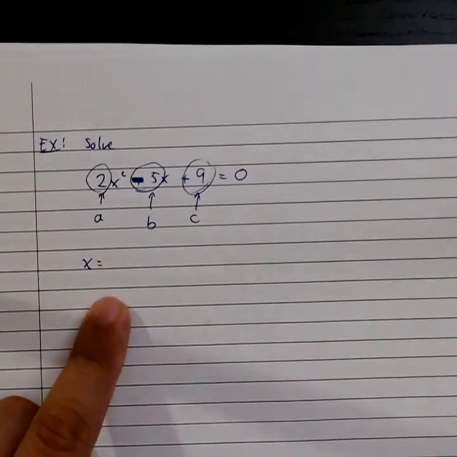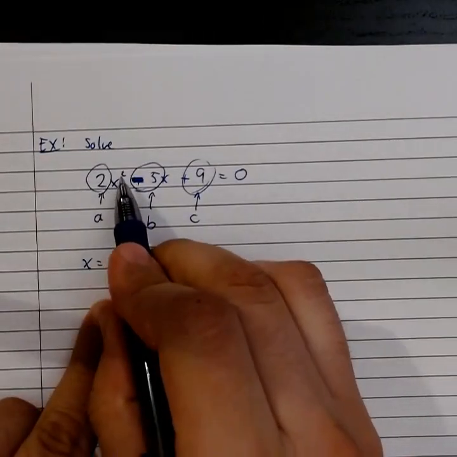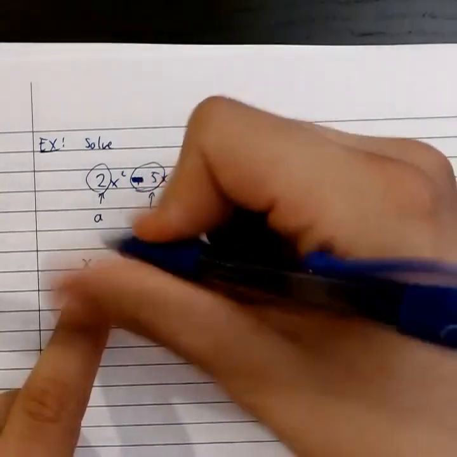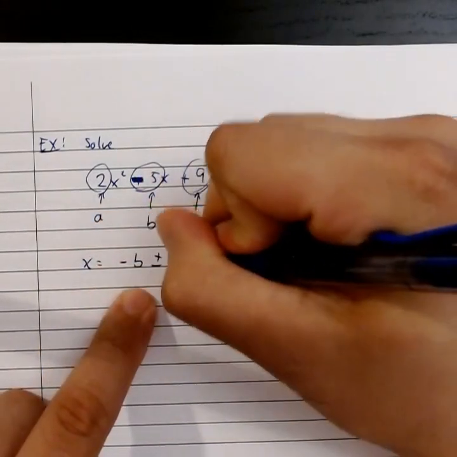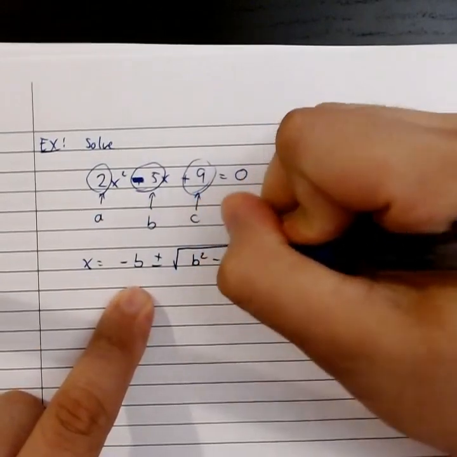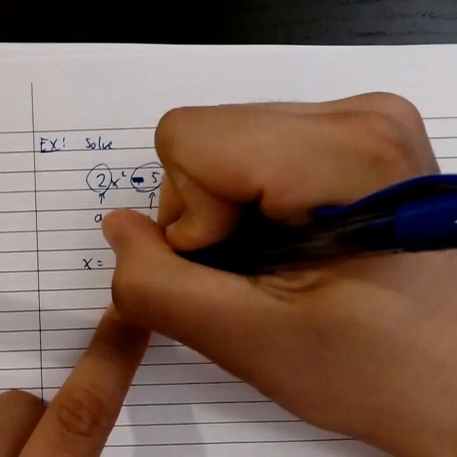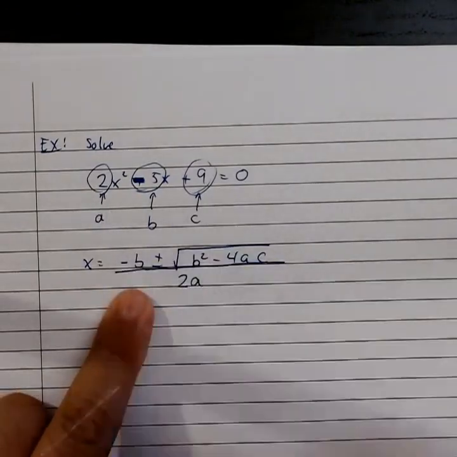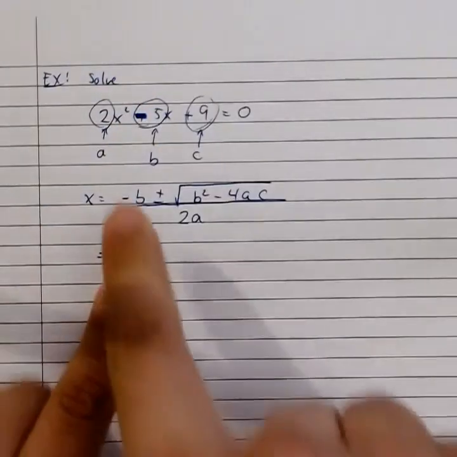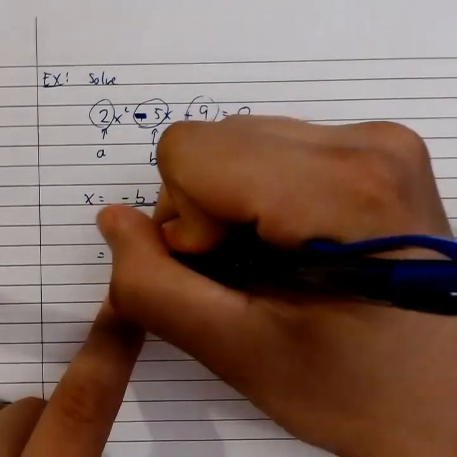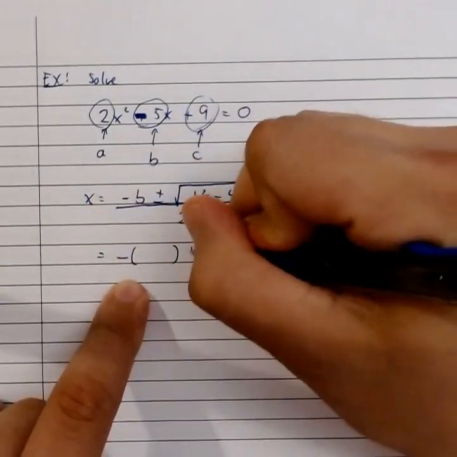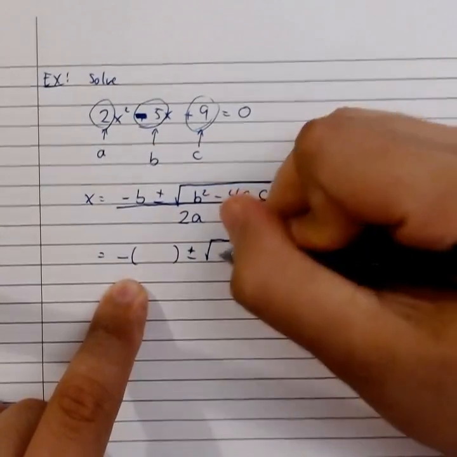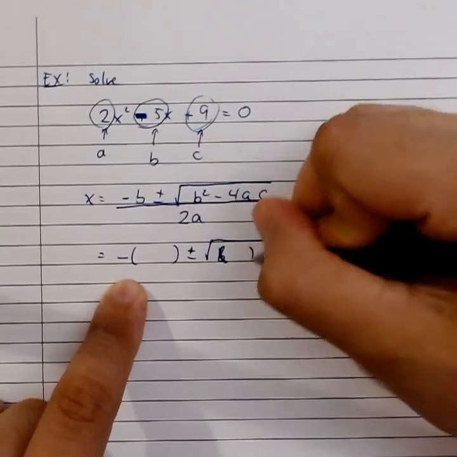What the quadratic formula tells us is if you have an equation, ax squared plus bx plus c equals 0, then x is going to equal negative b plus or minus the square root of b squared minus 4 times a times c, all of that divided by 2a. And we're going to substitute a, b, and c into the appropriate places. So anywhere I see an a, I'm going to plug in the number 2. Anywhere I see a b, I'm going to plug in negative 5. Anywhere I see a c, I'm going to plug in the number 9. Go ahead and put a blank there.